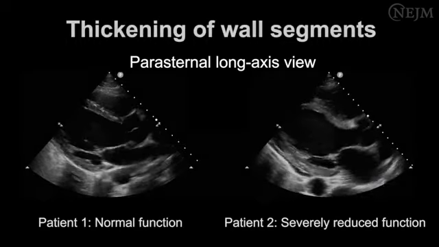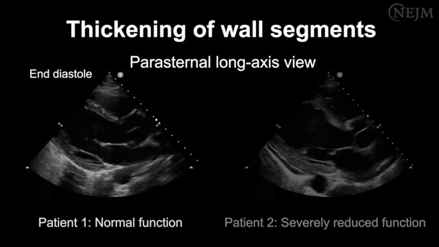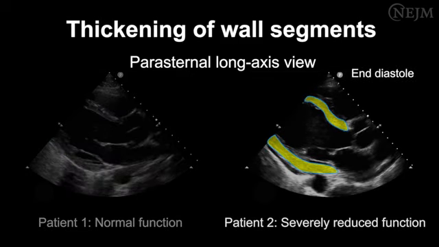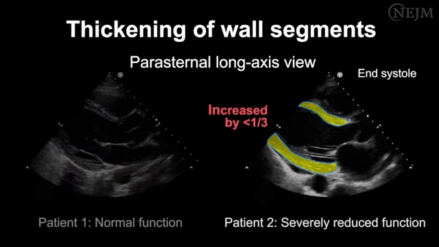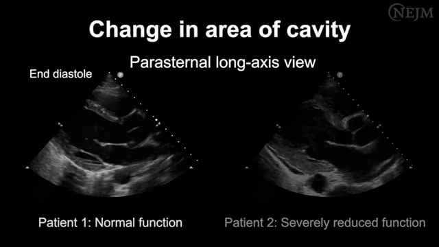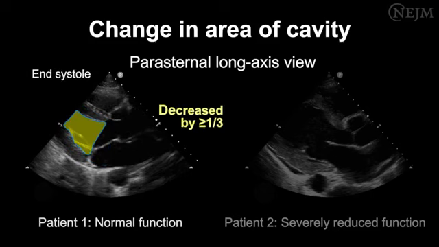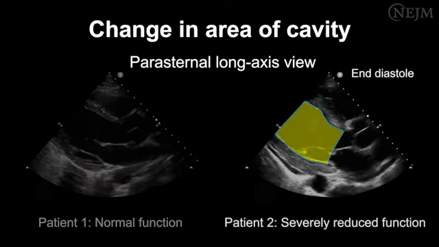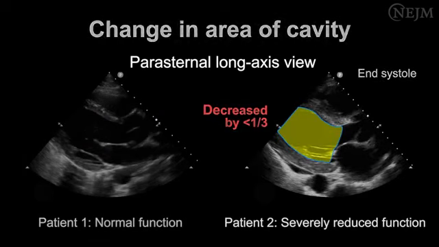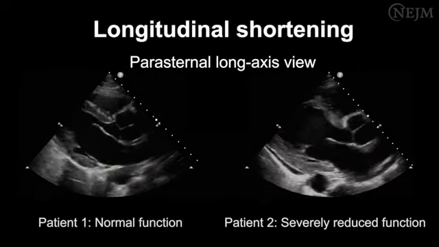The results for thickening of wall segments in this view are similar to the results in the apical four-chamber view. As are the results for the change in the area of the cavity. And for the longitudinal shortening.